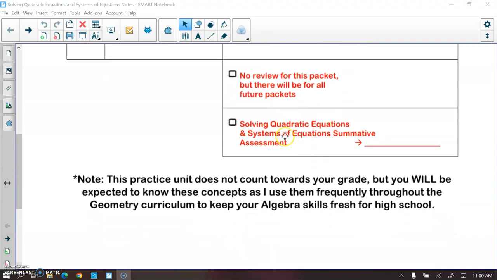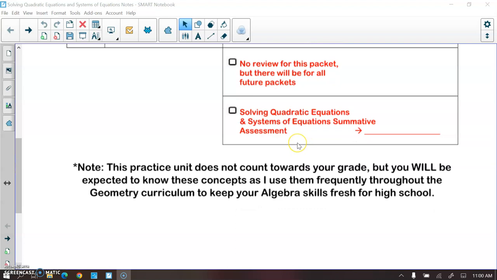For this one, this summative is not going to be included in your grade because this is just a practice unit and this is not part of the geometry curriculum. So let's get started.